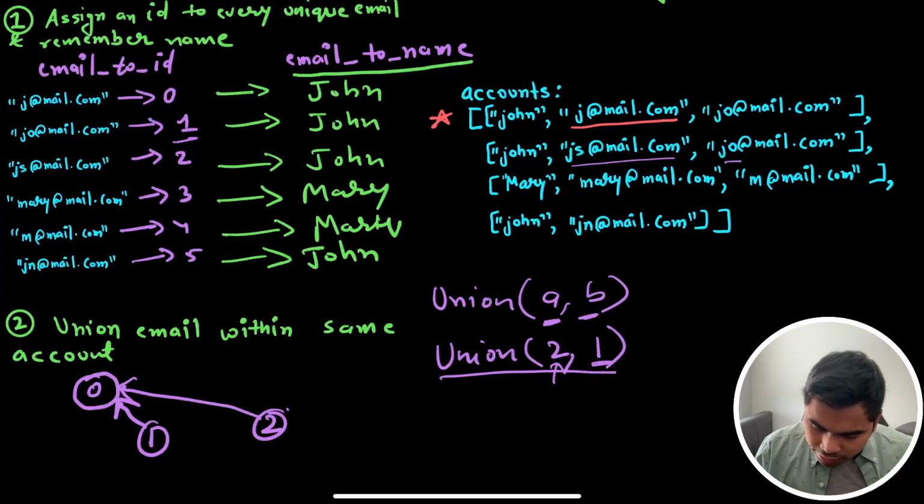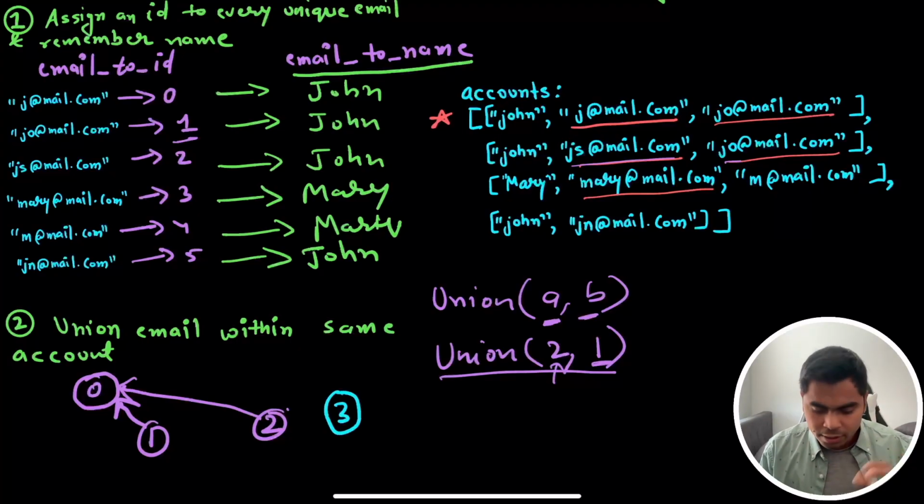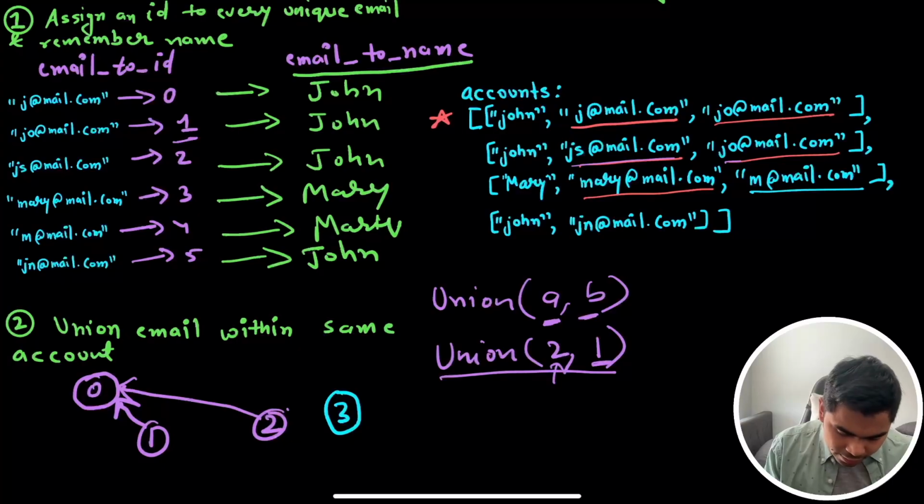Then it's going to visit the next. We are done visiting this one. Let's move on to Mary. First email, get the ID, create it as the base email ID. Then 3 right here. That's a separate account. Then visit all the remaining emails. So m@mail.com, its ID is right here, which is 4. So let's union 3 and 4.